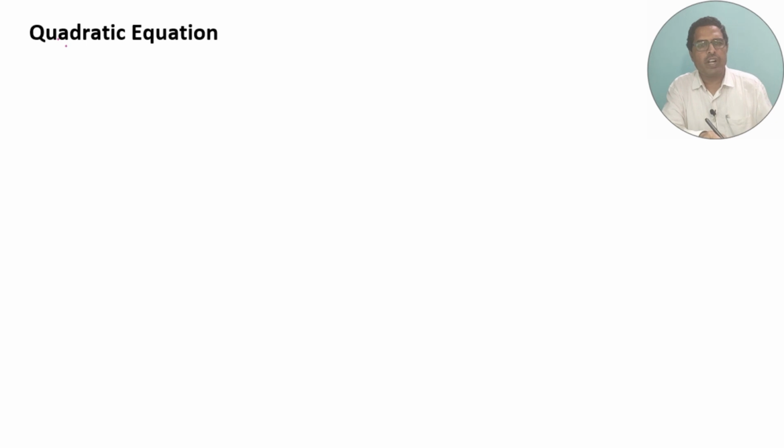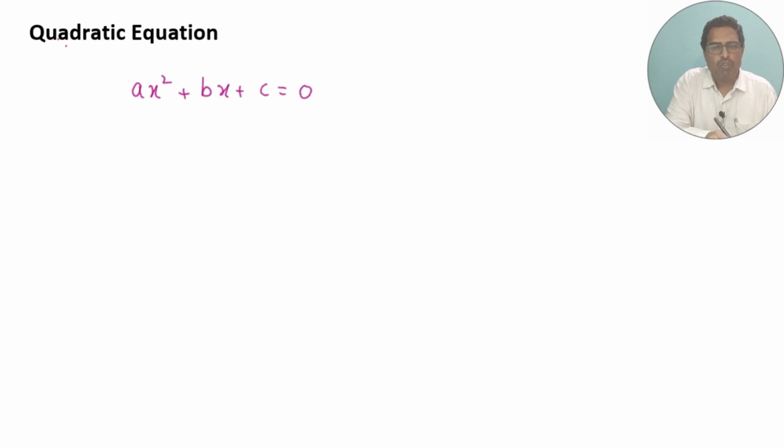Today's topic is quadratic equation. Let us try to understand what quadratic equations are. Any equation which is in the form of ax square plus bx plus c is equal to 0 will be called a quadratic equation, where this x is called a variable, whereas these coefficients a, b and c are constants.